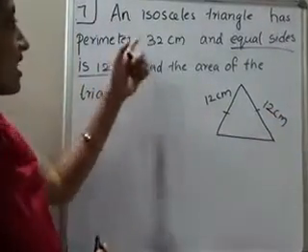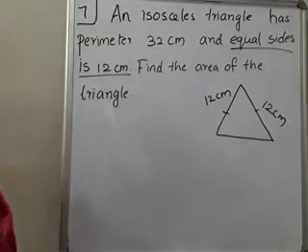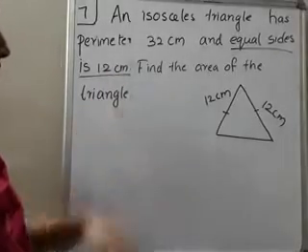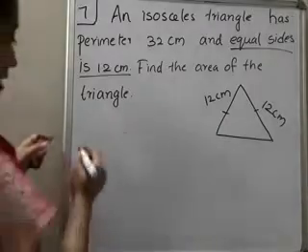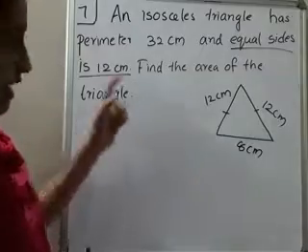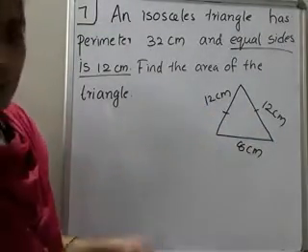Okay, then the perimeter is given as 32. So what will be the third side? Yes, 32 minus the sum of the other two sides. That is 32 minus 24. So what is 32 minus 24? Yes, 8. This side will be 8 centimeter. So A is equal to 12, B is equal to 12, and C is equal to 8.